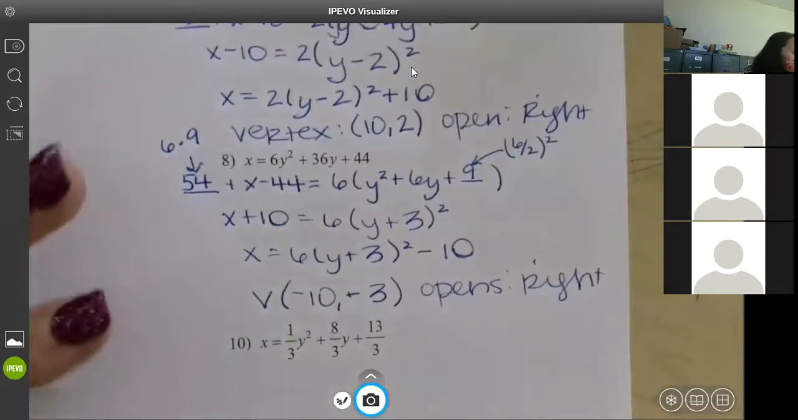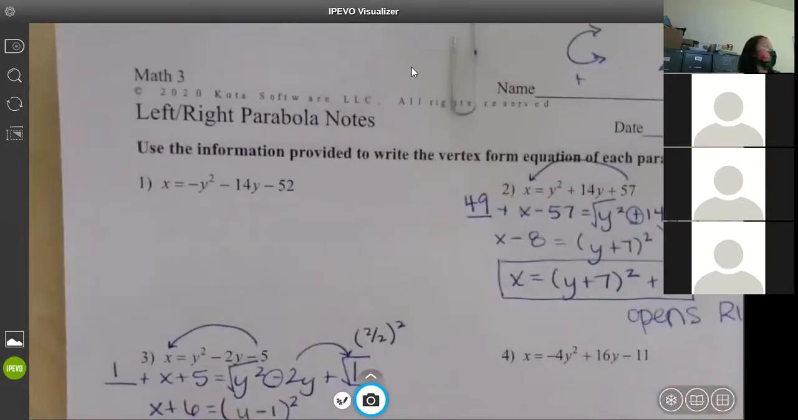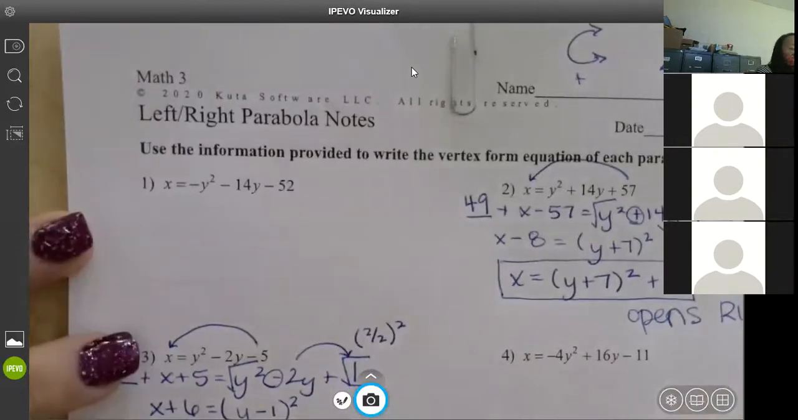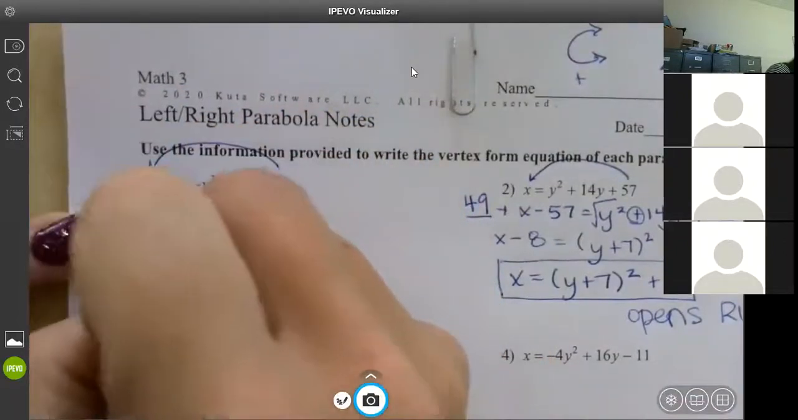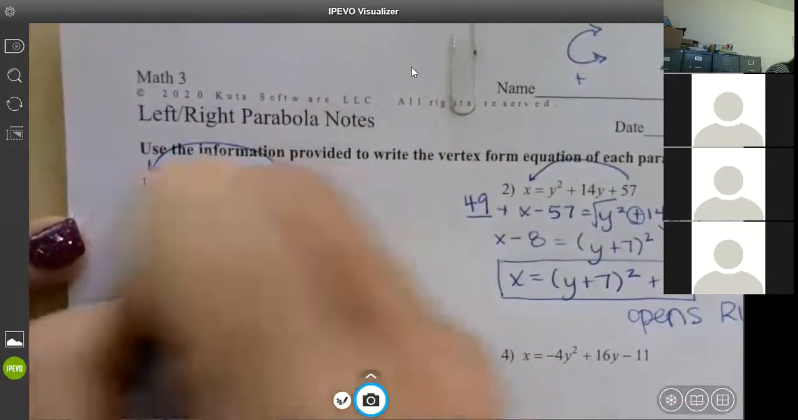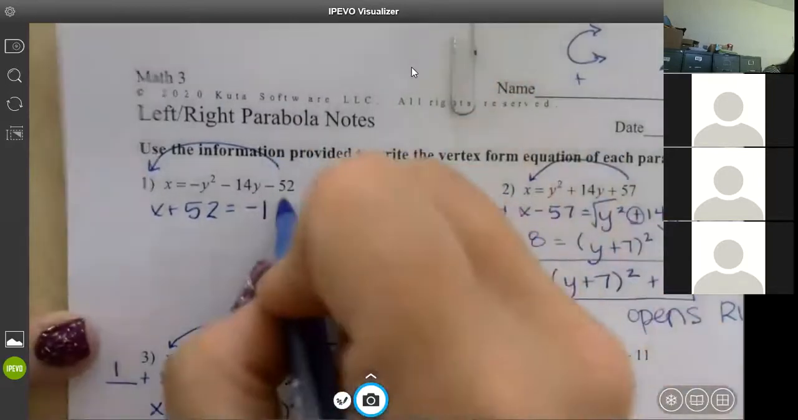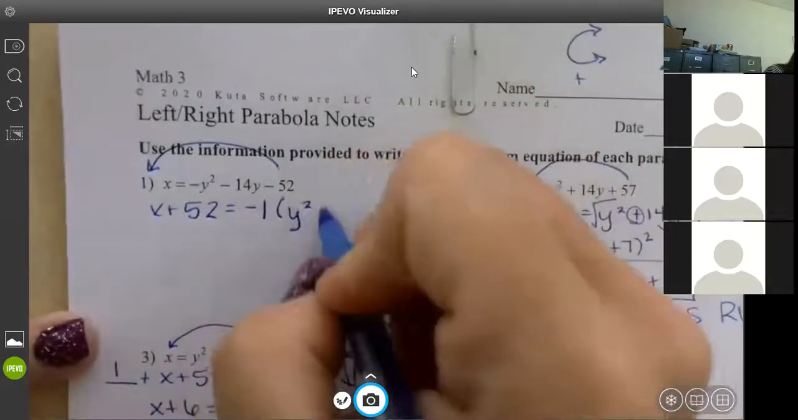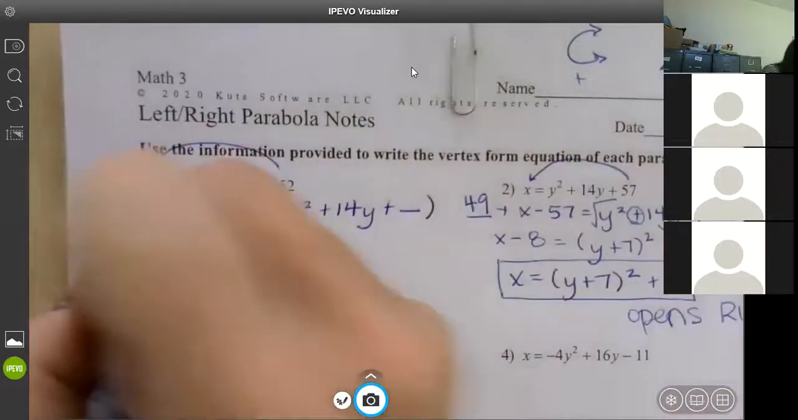All right, go back up to number 1. Back up to number 1. Sorry, y'all. You do the same exact thing that we just did. It's just a negative this time instead of a positive. So your first step is to get rid of that 52. So I'm going to add that 52 to the other side. And then we're going to take out a -1 because we don't want that negative leading coefficient. If it were a -2, we take out -2. All that does is change the sign. So we get y squared plus 14y, and then we put our blanks in.